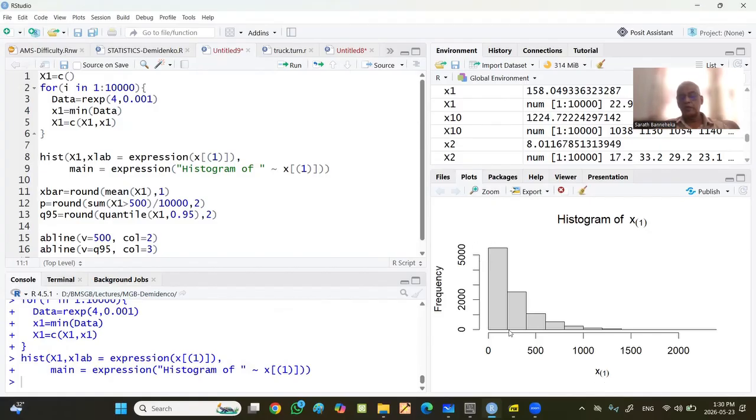You can see that it looks very similar to an exponential distribution, but I don't know whether it's exactly exponential. Later on, we will learn how to derive the mathematical expression for this distribution, but it looks like an exponential distribution here. Now, in order to answer these questions, this is actually the histogram of 10,000 values. I have 10,000 values.